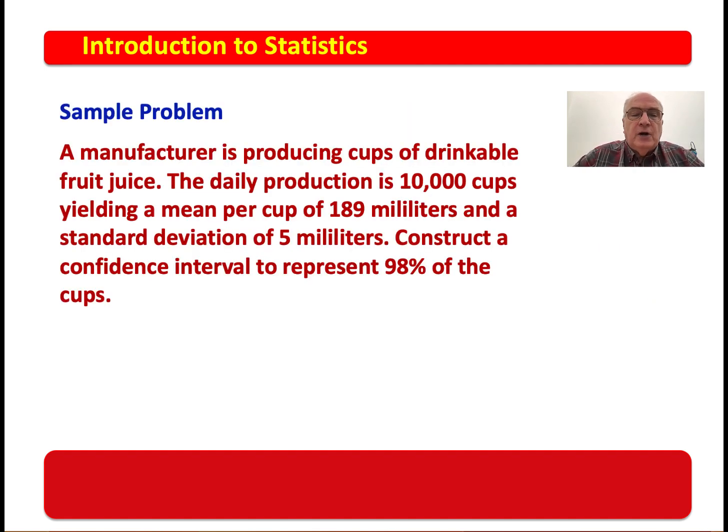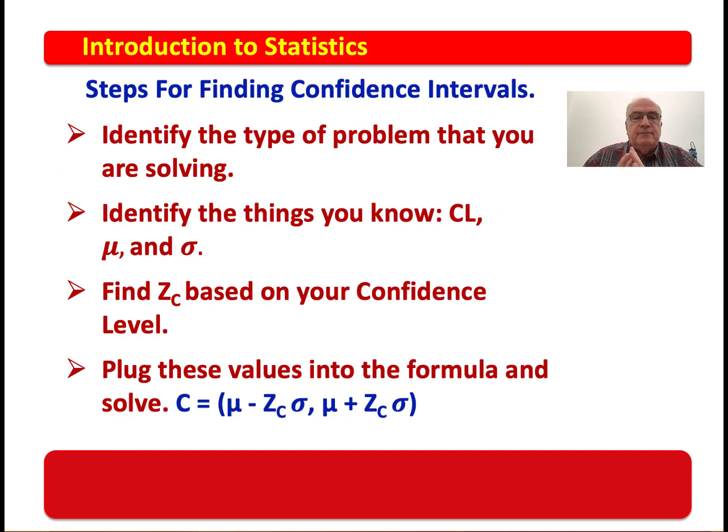Now here's a sample problem. A manufacturer is producing cups of drinkable fruit juice. The daily production is 10,000 cups, yielding a mean per cup of 189 milliliters and a standard deviation of 5 milliliters. Construct a confidence interval to represent 98% of the cups. So if the mean is 189 milliliters and the standard deviation of what's put in them is 5 milliliters, then we want to know the lower bound for 98% and the upper bound for 98%.